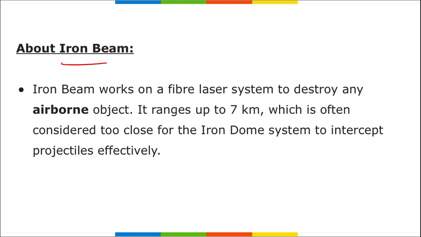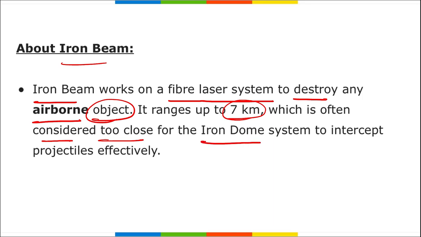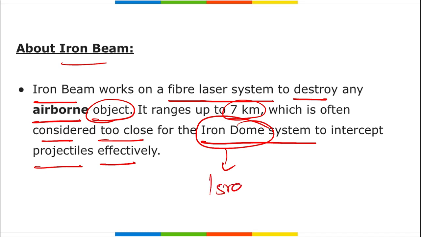If we talk about Iron Beam, same is written here, that this beam works on a fiber laser system that can destroy any airborne object. It has a range of up to 7 kilometers, which is often considered too close for the Iron Dome system to intercept projectiles effectively. This Iron Dome system is also of which country? It is also of Israel. Iron Dome and now Iron Beam.